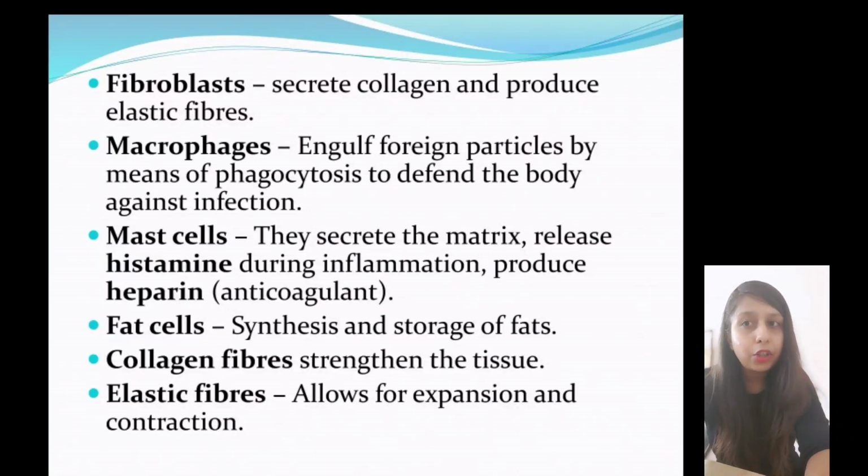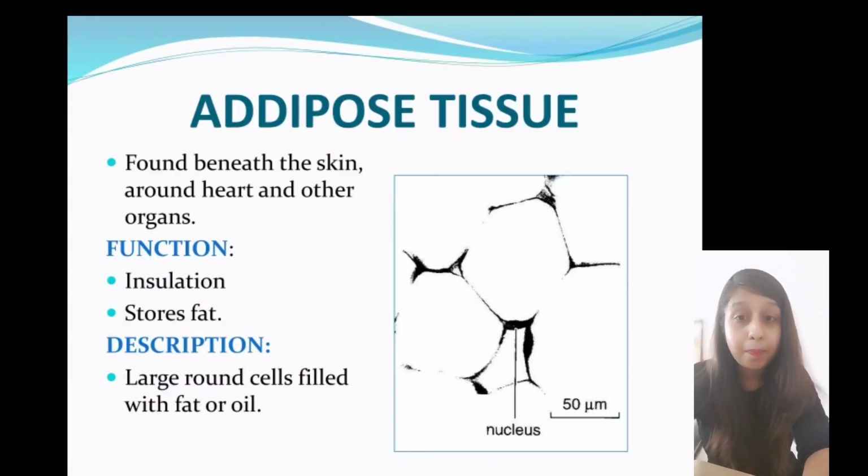There is a slide to show the different types of cells that we saw. What are these different types of cells, where are they found, and what exactly are they? You can find this in this slide. Okay. Next is the adipose tissue.